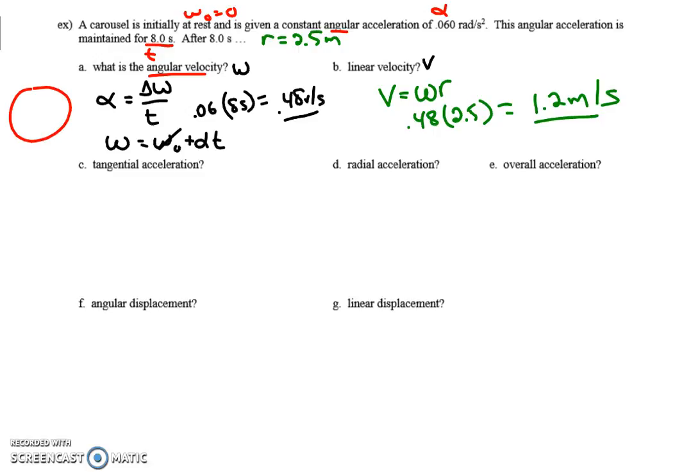All right, next question. Tangential acceleration. That's just a sub t. There's a lot of different ways you could do it. I could say a equals delta v over t because we just found the final velocity. A more straightforward way, I think, is that it's going to be equal to alpha times r. You probably didn't think of this, but that's the most direct way to do it. Either way, you should get the same answer, and that's 0.15 meters per second squared.